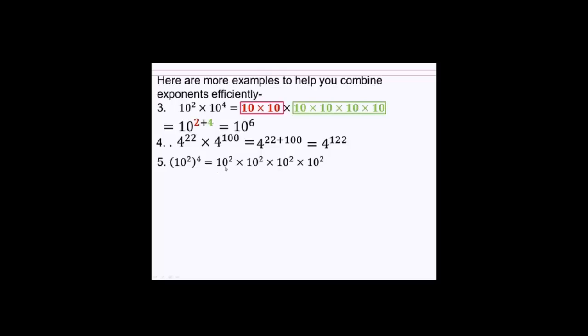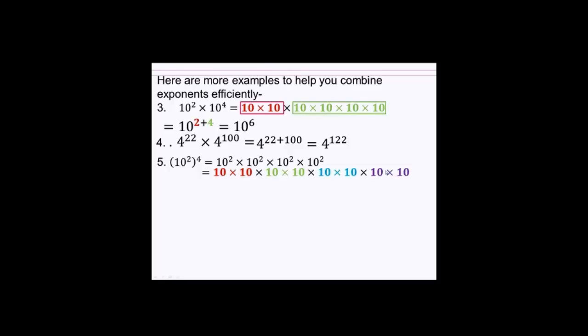So you're going to have 10 squared, 10 squared, 10 squared, 10 squared. 4 copies of it, because that's what this exponent is telling you to do. What about each of these 10 squares? If you expand that, you see you're going to have copies of 2 10s 4 times. So 1, 2, 3, 4.